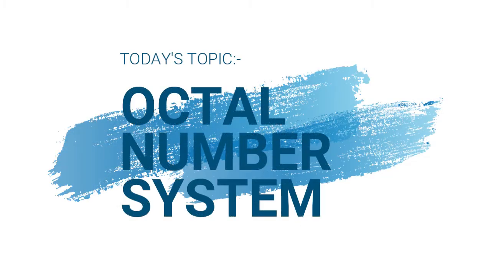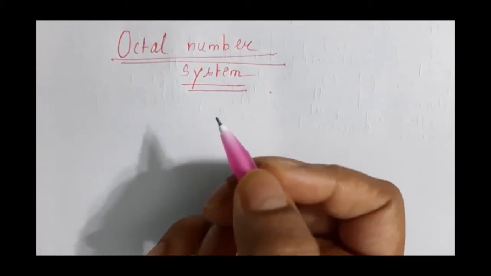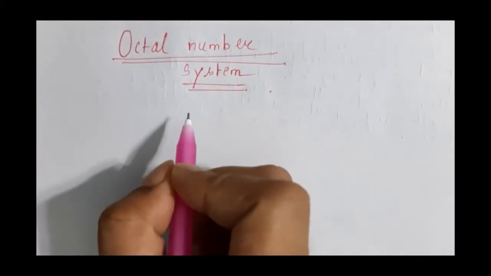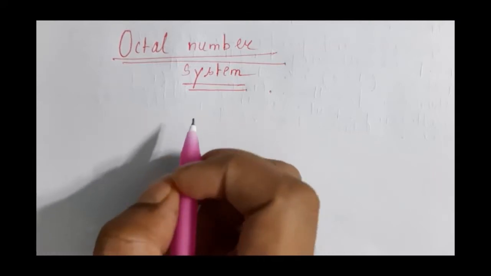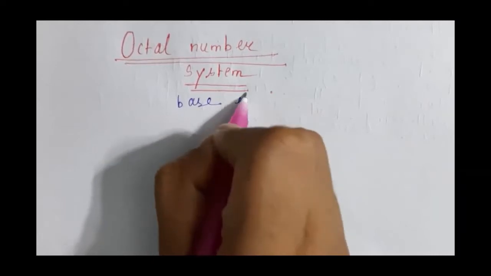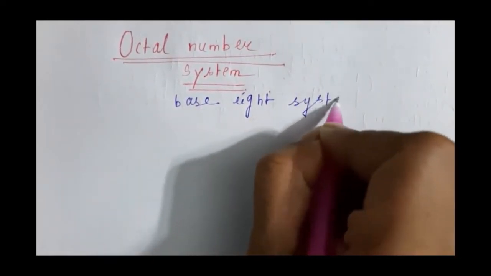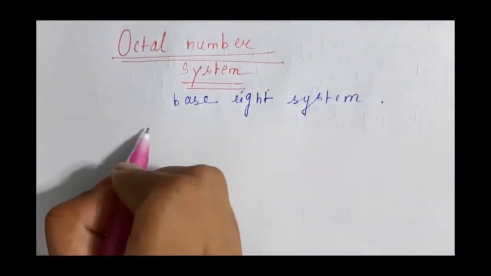Today's topic is the octal number system. Starting with the octal number system, you have to remember that this is a base 8 system. This is the main thing you have to remember, and it will use 8 digits.